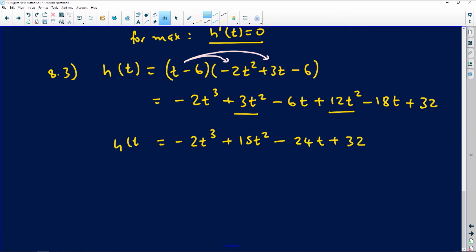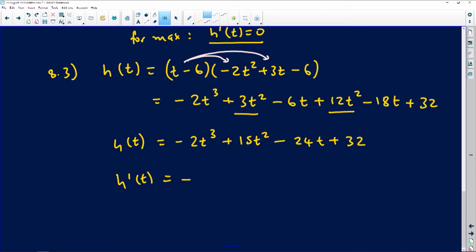This is basically the expanded version of this particular model. Negative 2t cubed, and then you're going to get plus 3t squared, and then minus 6t, negative 18t, and then plus 32. And then if you add the like terms, 12 and 3 give you 15, and then 6 and 18 give you exactly 24t. Now let's find the derivative of this.